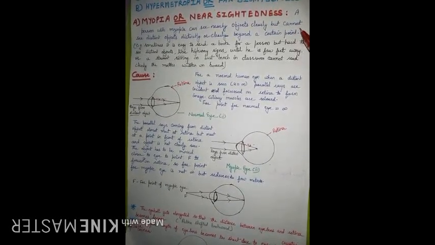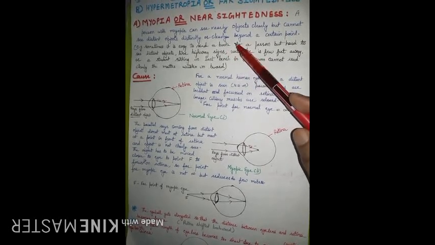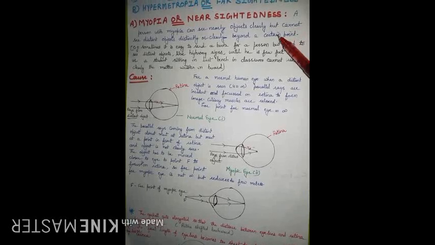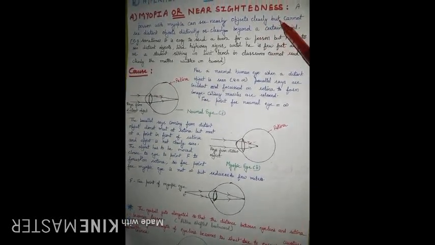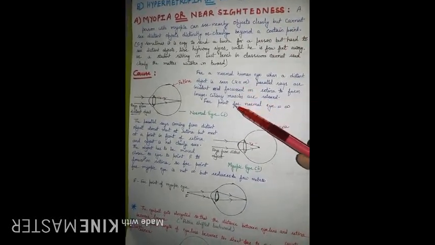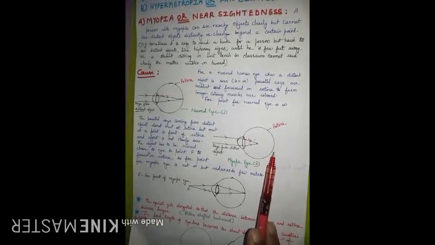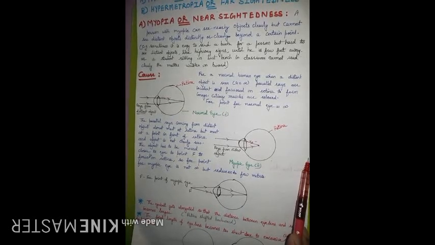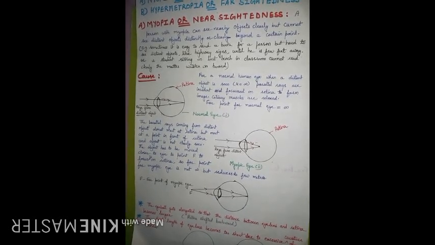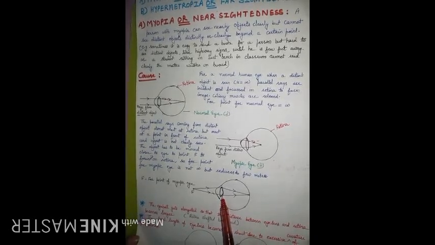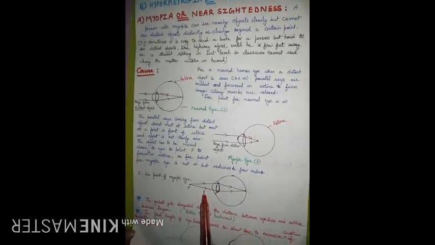So we have considered what myopia is: a defect in which a person can see nearby objects clearly but cannot see distant objects clearly beyond a certain limit. This defect is known as myopia or nearsightedness. What is the cause? The cause is either elongation of the eyeball, with the retina shifting in the backward direction, or excessive curvature of the cornea or eye lens such that the focal length decreases.